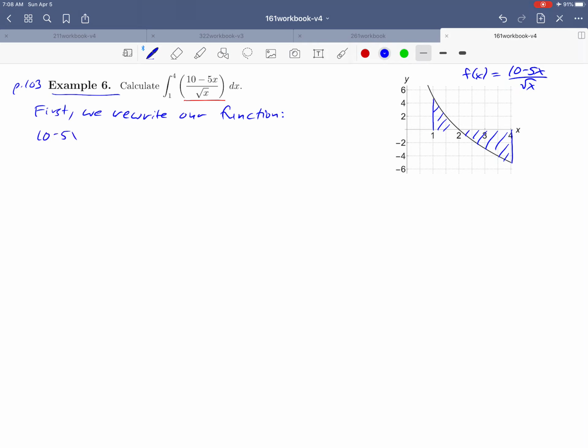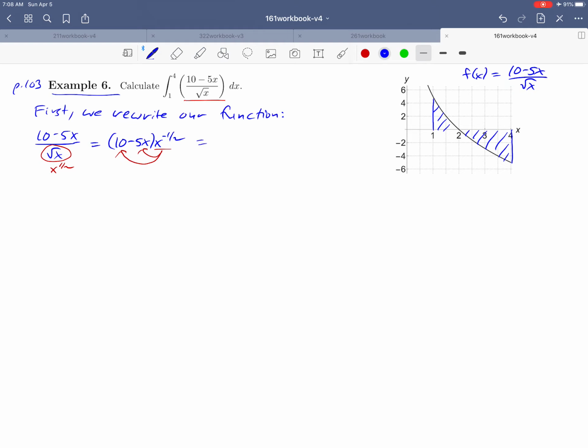So we'll start with the 10 minus 5x over the square root of x that we were given. And I'm going to remind you of the fact that the square root of x as a power is really x to the 1/2. So what we can do is take that x to the 1/2 and move it into the numerator. And that allows us to take this x to the negative 1/2 and distribute it through, just multiply it through that set of parentheses. Let's do that and see what happens.